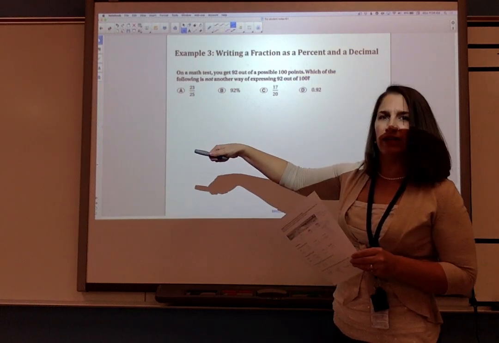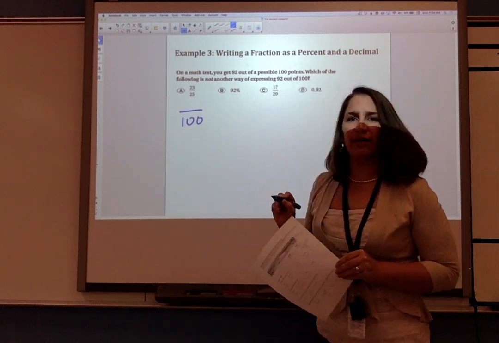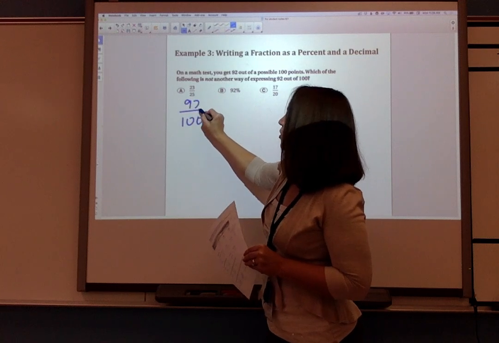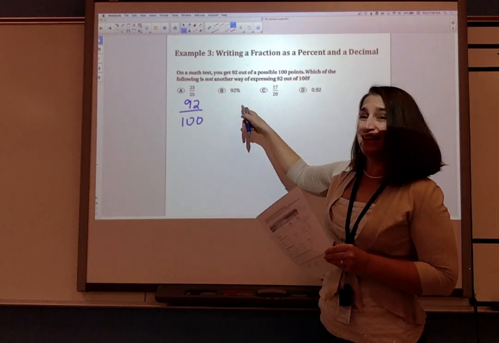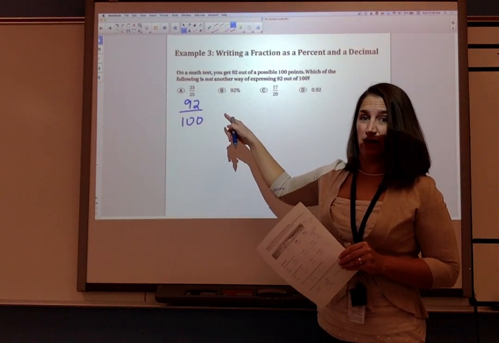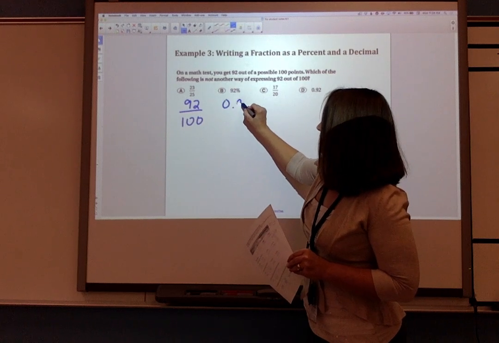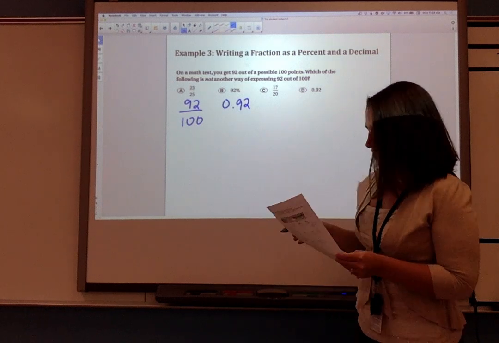23 over 25, if we multiply both the numerator and the denominator by 4, we get 80 plus 12, 92 over 100. So this is another way of writing 92 over 100. 92% is also another way of writing 92 out of 100. 92% is 0.92, which is 92 hundredths, 92 over 100.